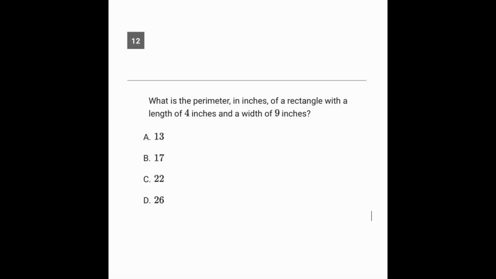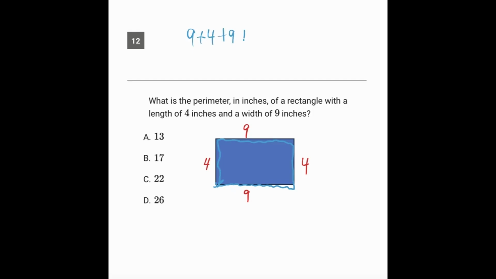In question 12, we're being asked about a rectangle. So let's go ahead and just draw a little rectangle here. And the length is 4 and the width is 9. So let's put 4 there and 9 there. Many people getting a question like this wrong would maybe say 36 because they're confusing area with perimeter. But if we do want the perimeter, then that's just the distance going all the way around. So if you were an ant walking the perimeter of this rectangle, how far would you walk? And the answer to that is 9 plus 4 plus 9 plus 4, which adds up to 26. And our answer here is D.